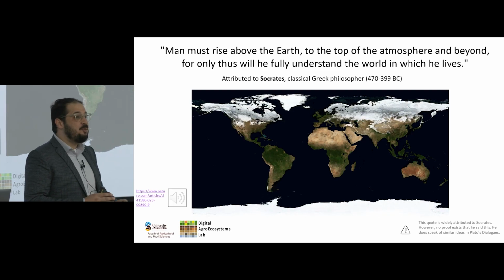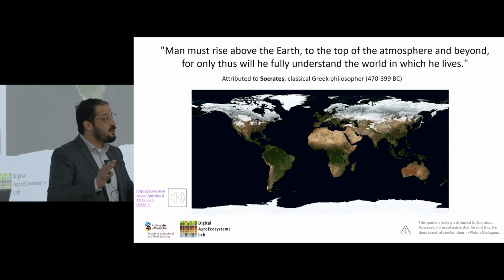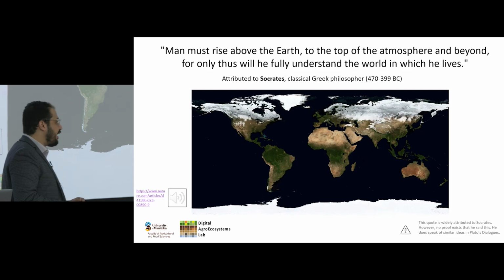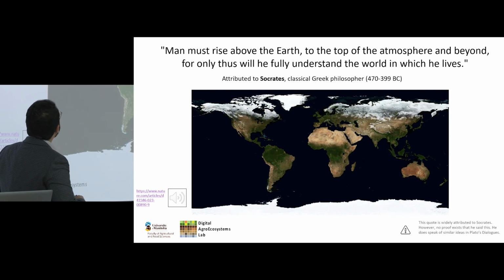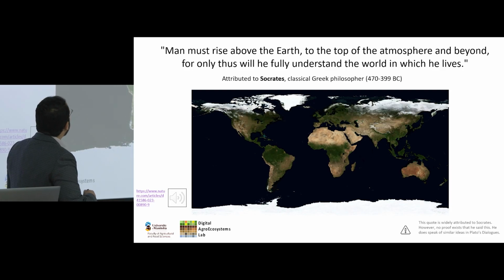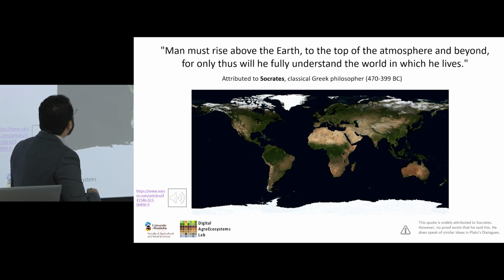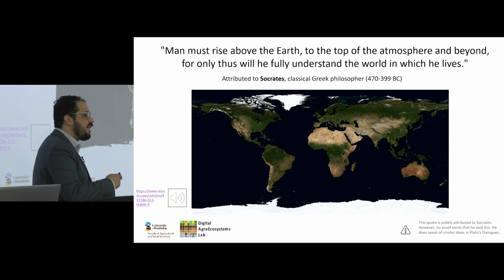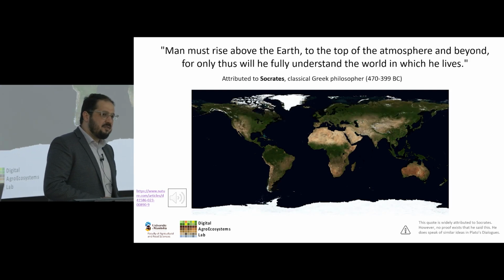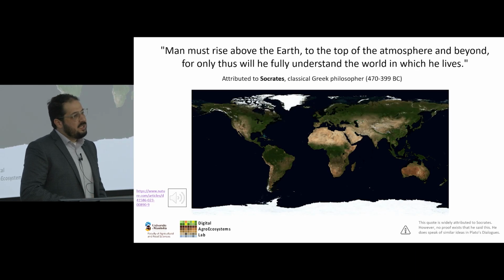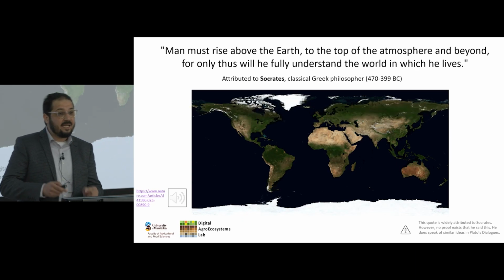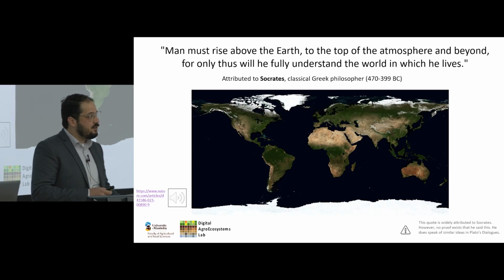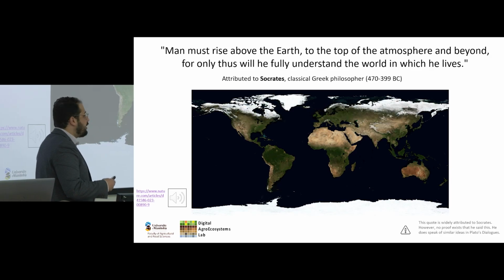Most of what he said has been attributed to him, so thanks to his students who kept his words over time. But this specific phrase, which said, "Man must rise above the earth to the top of the atmosphere and beyond, for only thus will he fully understand the world in which he lives," is actually a very magnificent word. Sometimes you need to step away to understand more. Sometimes you need to go back in time and zoom out to see much more connection in your landscape.